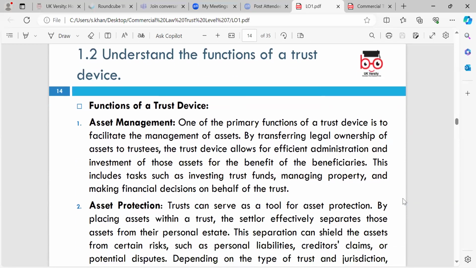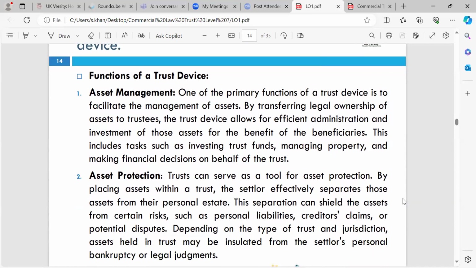1.2. Understand the functions of a trust device. So, functions of a trust device. Asset management. One of the primary functions of a trust device is to facilitate the management of assets. By transferring legal ownership of assets to trustees, the trust device allows for efficient administration and investment of those assets for the benefit of the beneficiaries. This includes tasks such as investing trust funds, managing property, and making financial decisions on behalf of the trust.